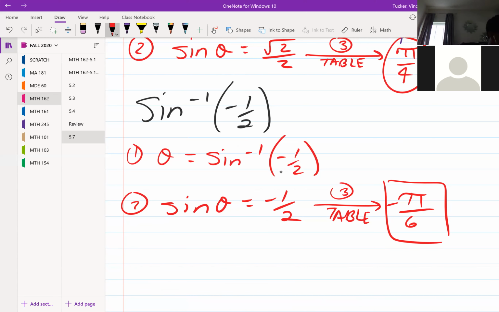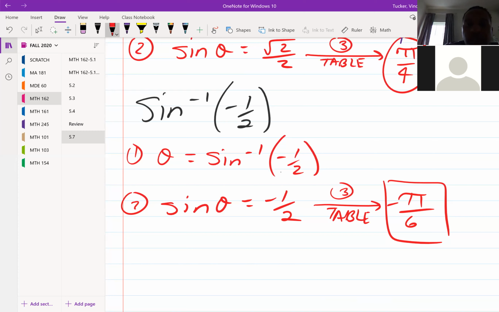All right. Questions before we look at cosine? Each one of them will have the same process. It's just that the domain and range will be different. So your options, as far as the quadrants that you'll be pulling your answers from, will be different. So in this one, our two quadrants were quadrant 1 and quadrant 4.